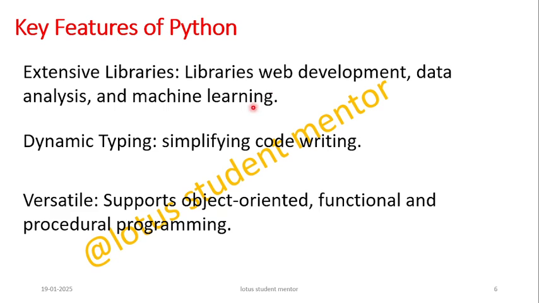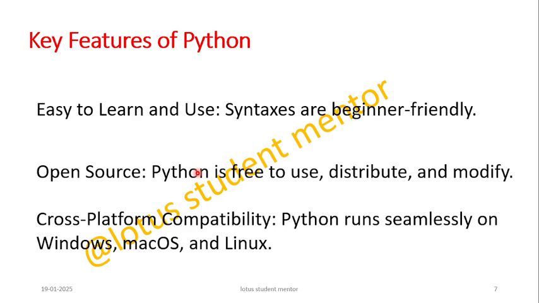And one more key feature of Python is that its syntax is very simple. It's like English grammar, English structural form. And dynamic typing simplifies code writing. And it is versatile: the versatility of the Python language is that it supports OOP, object oriented programming, and also functional and procedural programming. That's why it is versatile.